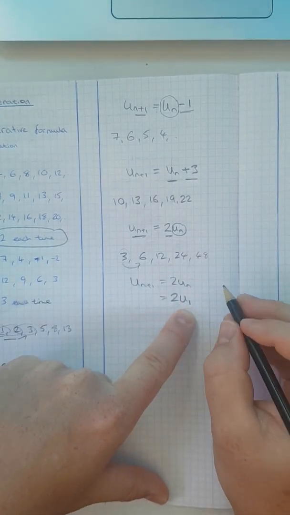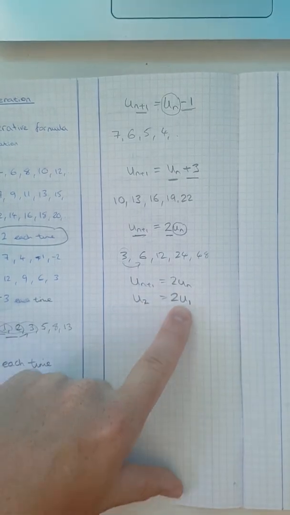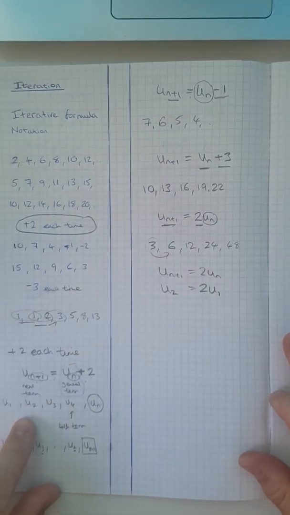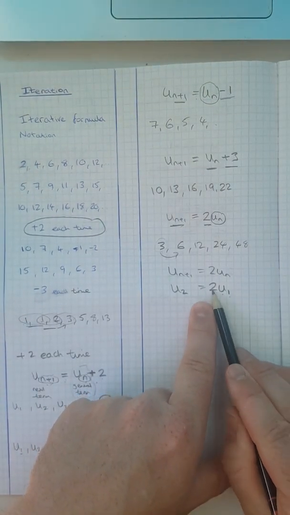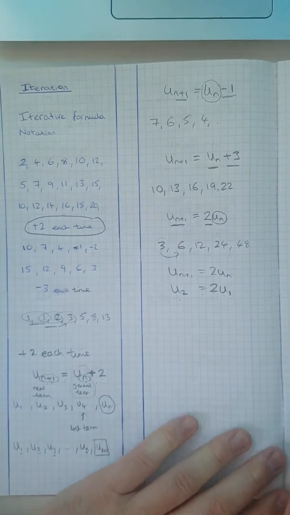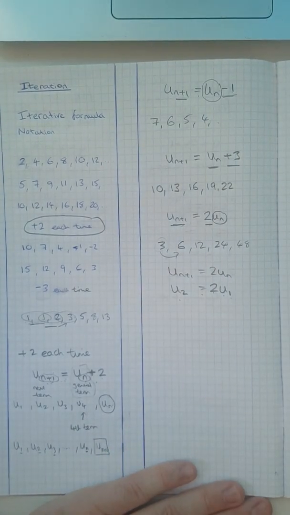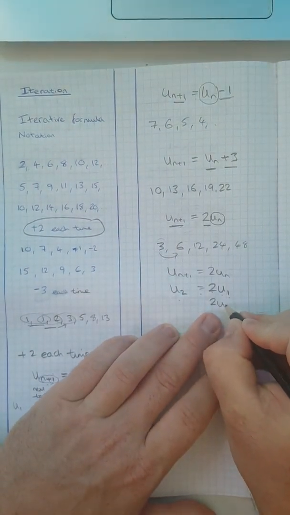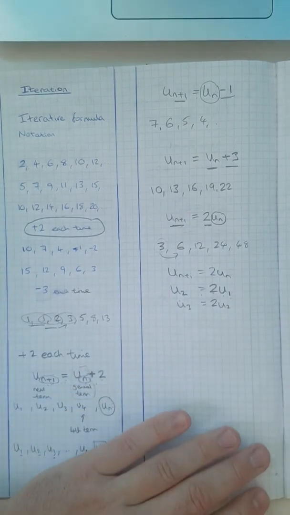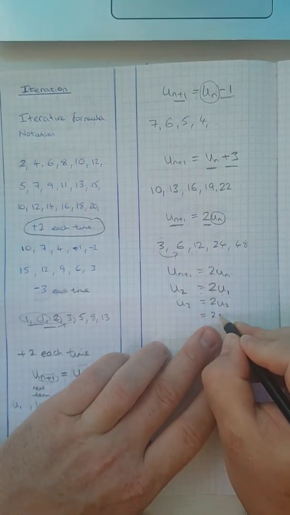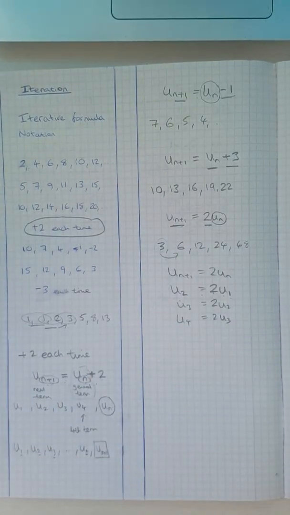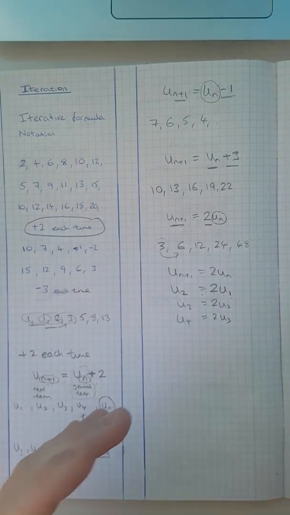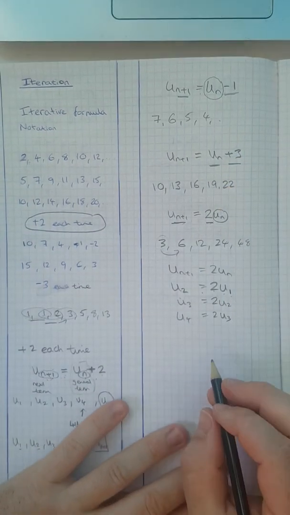If I put the first term in here, and I said that. Remember what we said? That these correspond to terms. So the first term doubled makes the second term. It also means the second term doubled makes the third term. And the third term doubled makes the fourth term, and so on. So an iterative formula is one where you generate the next numbers in a sequence using this notation.